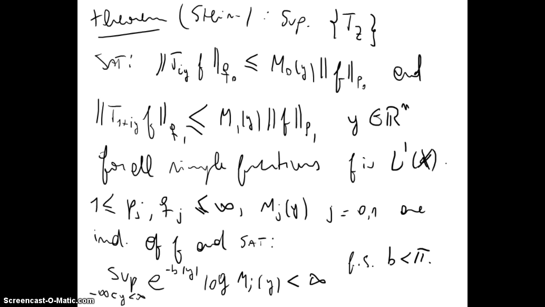Okay, so we have Tz, an admissible family of linear operators that satisfies that T of iy is less than this bound, and T of 1 plus iy has this bound, where we establish where pj and qj live, and we establish that the bounds satisfy that the supremum is less than infinity. So these are all the conditions.